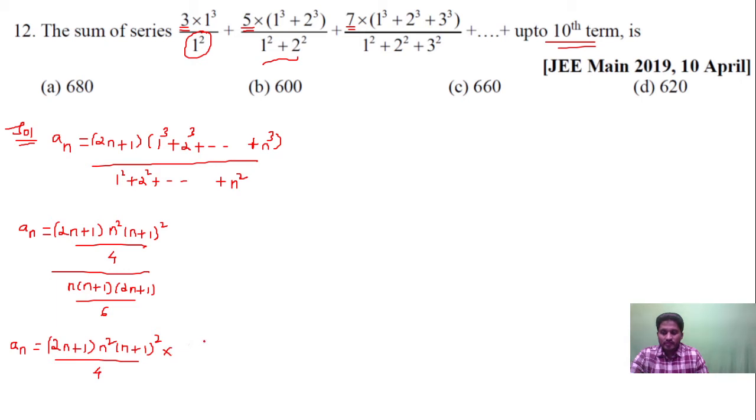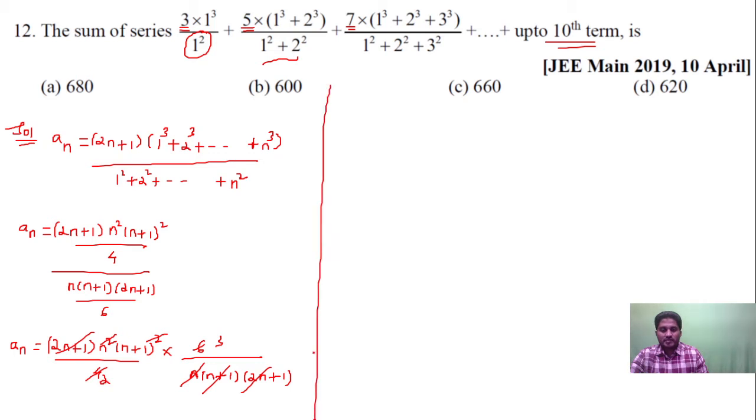into this, which goes to the numerator, you get 6 divided by n into (n plus 1) into (2n plus 1). Now I cancel this 2n plus 1, and n plus 1 and n into (n plus 1) will cancel with the square. Now this is 3 and this is 2. What is left out, guys? The nth term an is equal to 3 upon 2, n into (n plus 1). So this is n.